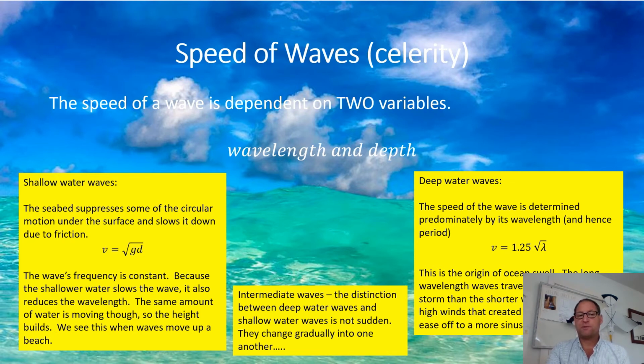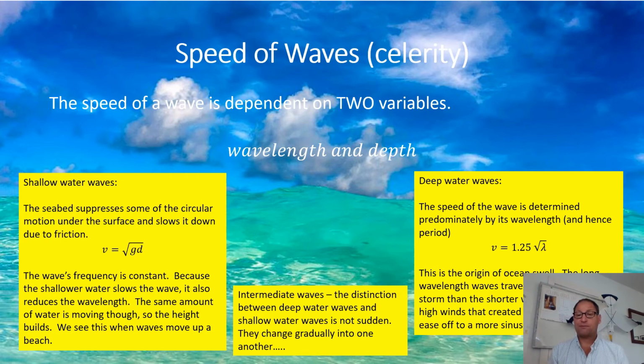So this is what we see happening on beaches like Shirley Bay and Horseshoe Bay and things like that. Deep water waves, the speed of the wave is dominated by the wavelength. And this is a simplified equation. The speed is 1.25 times the square root of the wavelength in meters. And this is why ocean swells happen.